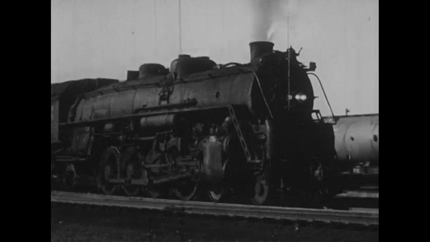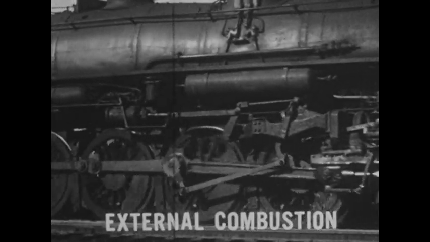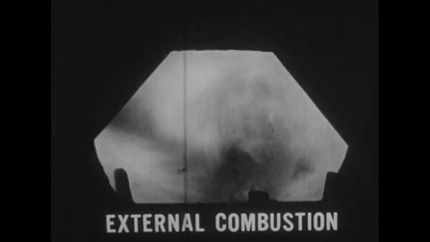The steam reciprocating engine, which is not very efficient, is called an external combustion engine because the burning of the fuel, which produces the heat to make steam, takes place outside the cylinder of the engine.